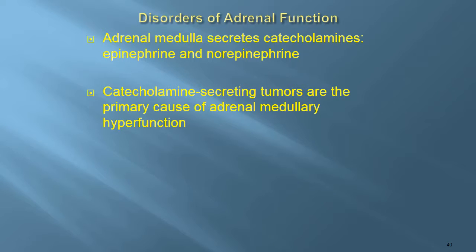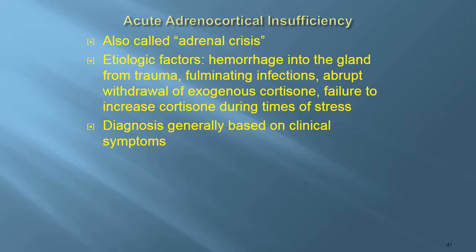Disorders of adrenal function. The adrenal medulla secretes catecholamines, such as epinephrine and norepinephrine. Catecholamine secreting tumors are the primary cause of adrenal medullary hyperfunction. An acute adrenocortical insufficiency is also called adrenal crisis. Etiologic factors include hemorrhage into the gland from trauma, fulminating infections, abrupt withdrawal of exogenous cortisone, and failure to increase cortisone during times of stress.